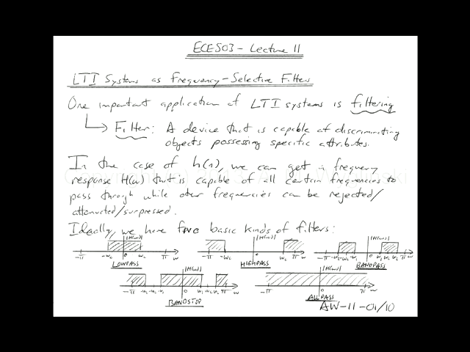So with frequency-selective filters, what we're trying to do here is essentially design LTI systems that do this wonderful process of extracting specific signal information from a transmission, keeping it and rejecting the rest. What we'll see is that there are actually five basic types of filtering operations: low-pass, high-pass, band-pass, band-stop, and all-pass.